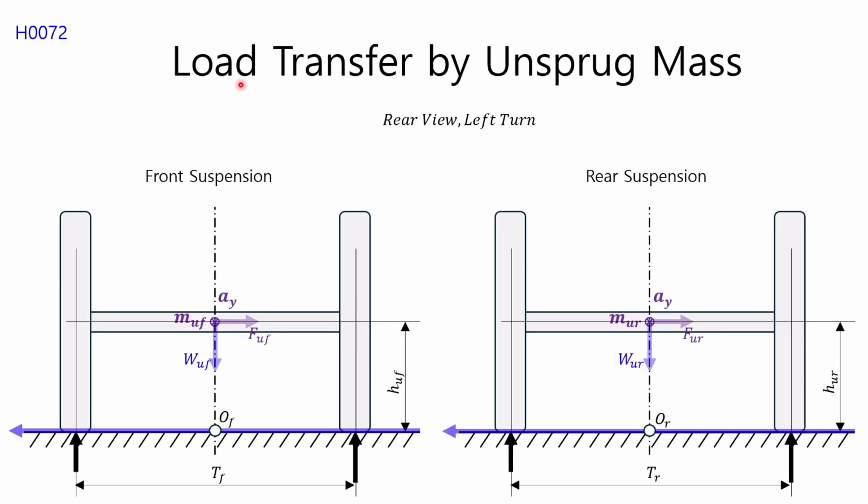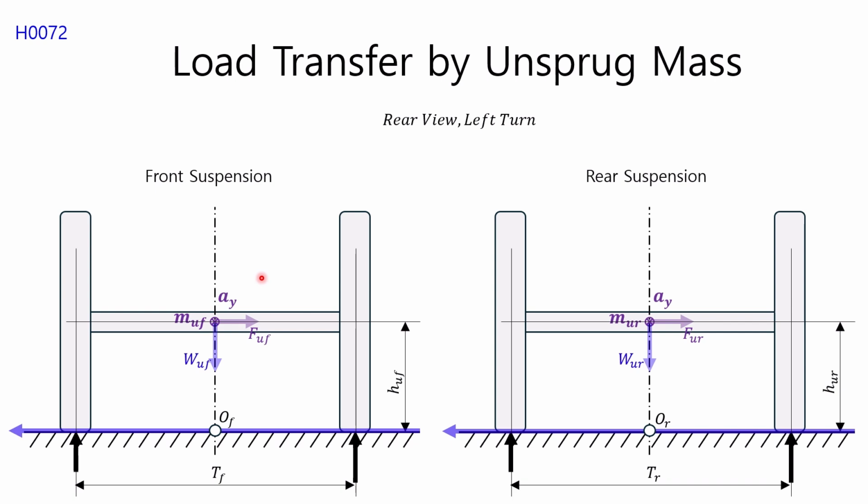Let's find out how to calculate the load transfer of the unsprung mass. In the figure, MUF represents the front unsprung mass, MUR represents the rear unsprung mass, WUF represents the front unsprung weight, and WUR represents the rear unsprung weight. In addition, FUF represents the lateral force generated by the front unsprung mass due to lateral acceleration, FUR represents the lateral force generated by the rear unsprung mass due to lateral acceleration, HUF represents the height of the front unsprung center of gravity, and HUR represents the height of the rear unsprung center of gravity.